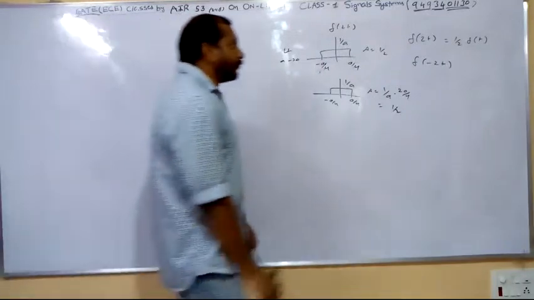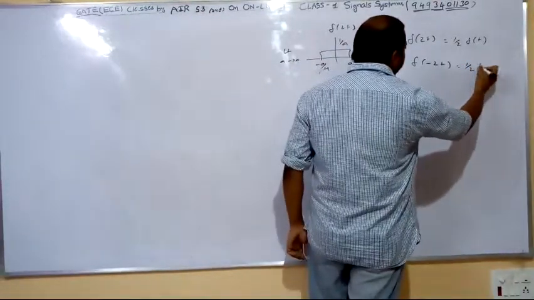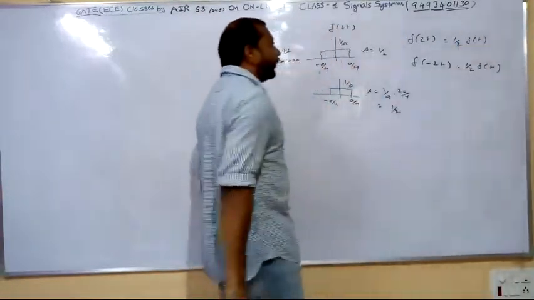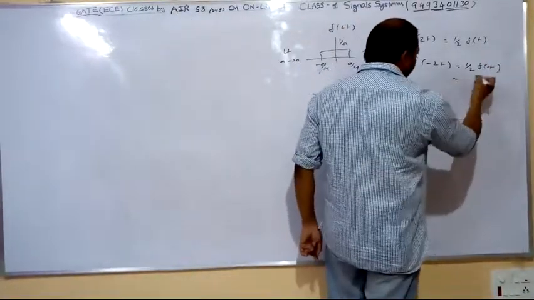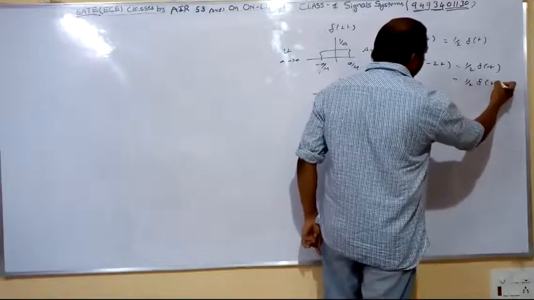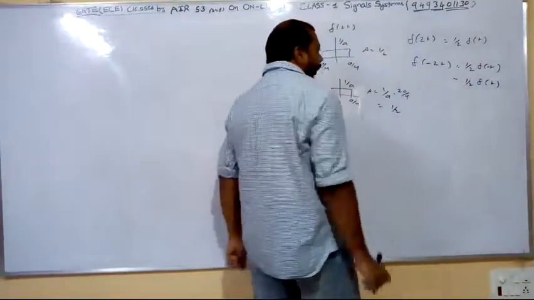So we can write this one also equal to 1 by 2 into del of t only. Since del of t equal to del of minus t, 1 by 2 into del of minus t, and this value is equal to simply 1 by 2 into del of t.